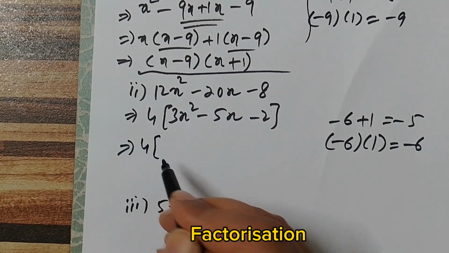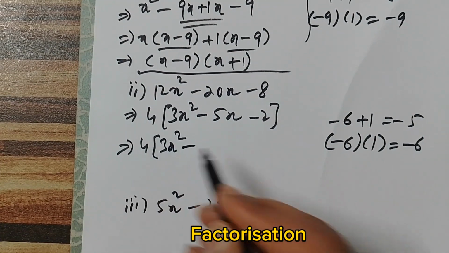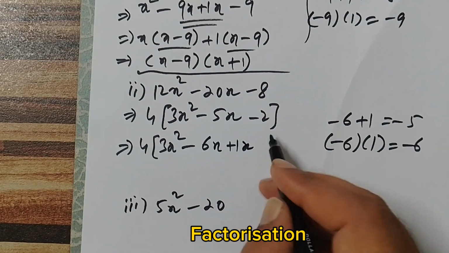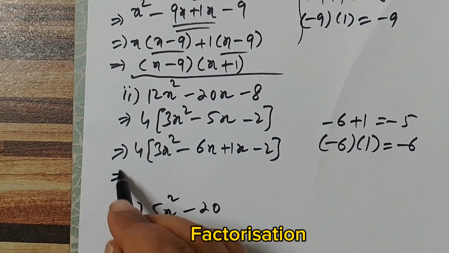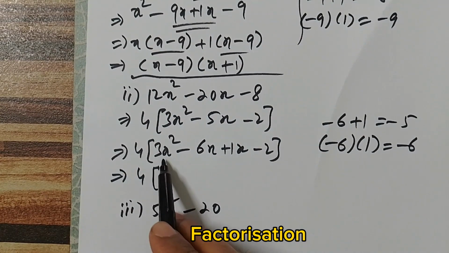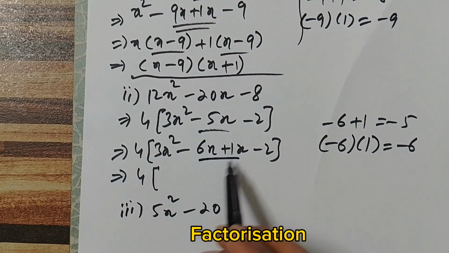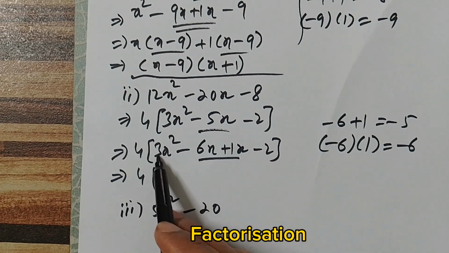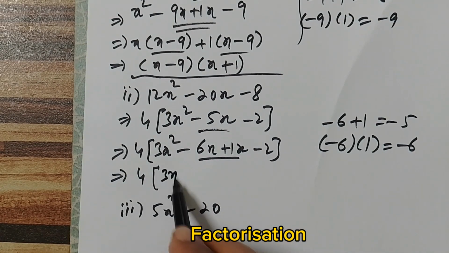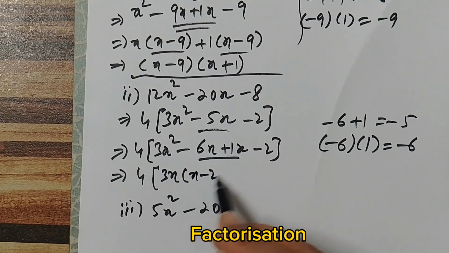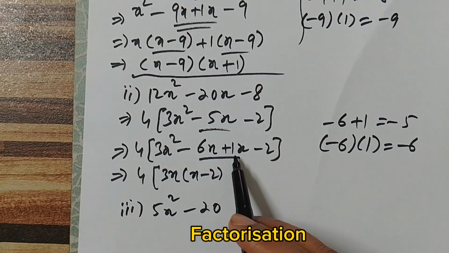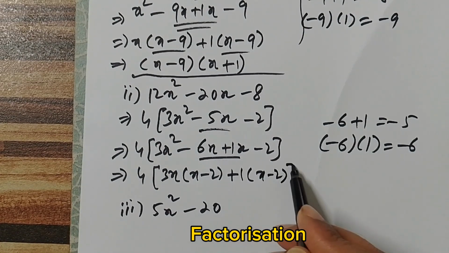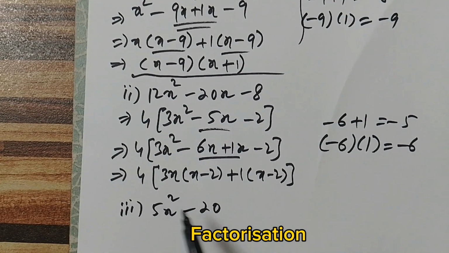I'm going to write this 3x square here as it is, and this minus 5x will be written as minus 6x plus 1x, and this minus 2 as it is. Now from 3x square and minus 6x, I can take 3x common. x minus 2 will be left in the bracket, and for 1x minus 2 there is nothing common, so 1 can be taken common.